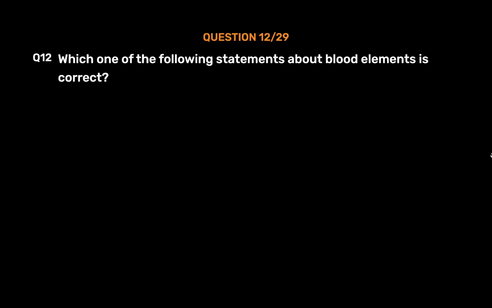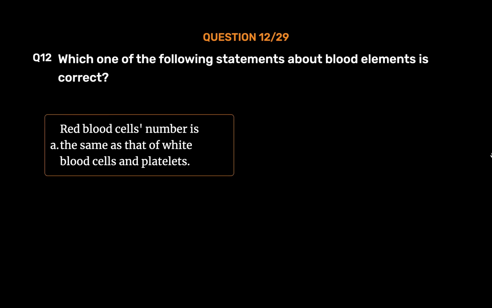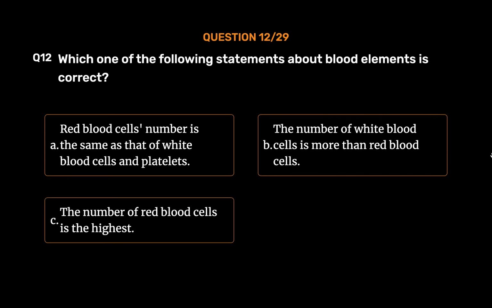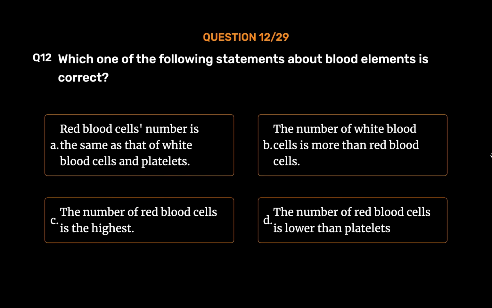Question number 12. Which one of the following statements about blood elements is correct? Option A. Red blood cells number is the same as that of white blood cells and platelets. Option B. The number of white blood cells is more than red blood cells. Option C. The number of red blood cells is the highest. Option D. The number of red blood cells is lower than platelets. The correct answer is Option C.